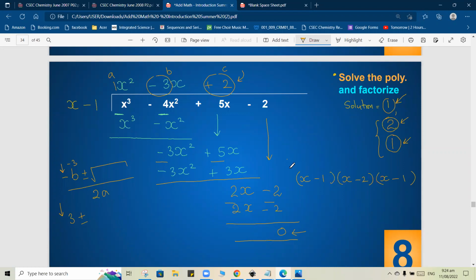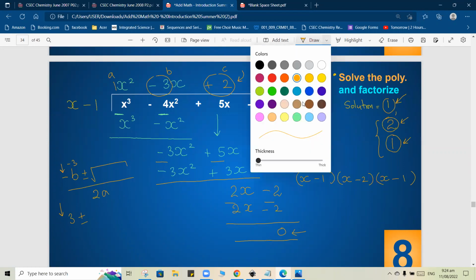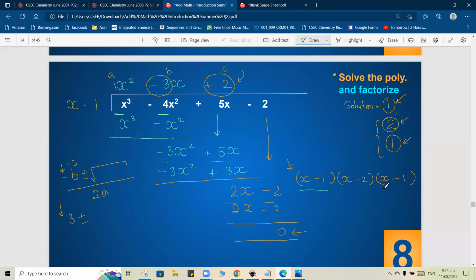In the back of some textbooks they will write the answer like this. And in some textbooks, they will write it like this instead. You see how you have the x minus 1 twice? Some textbooks will write it like this, x minus 1, and they will put a squared, and then they will put x minus 2.